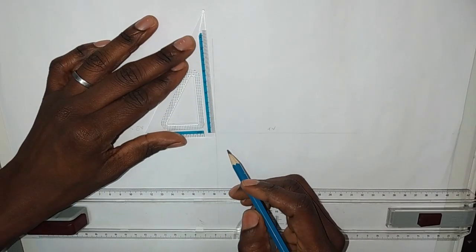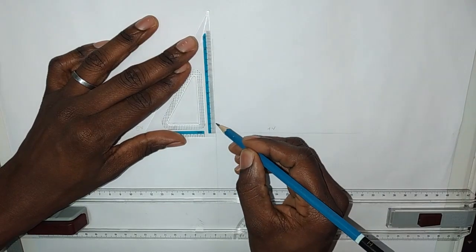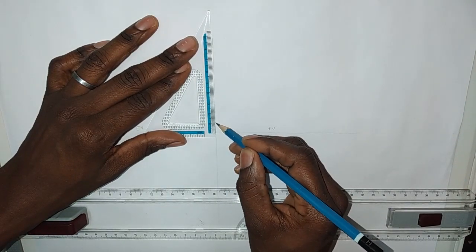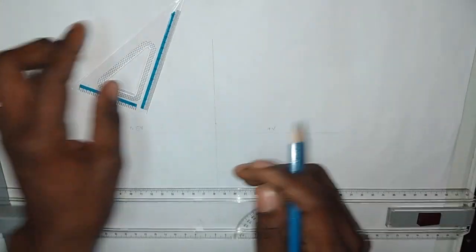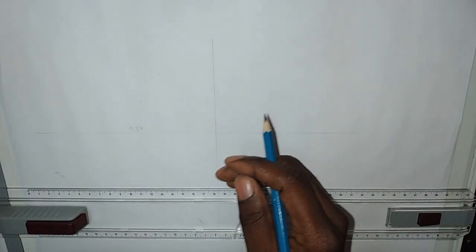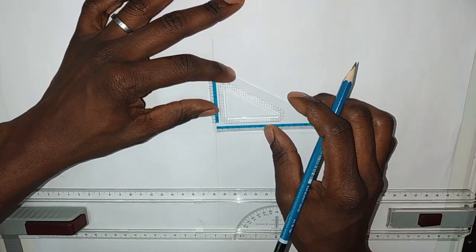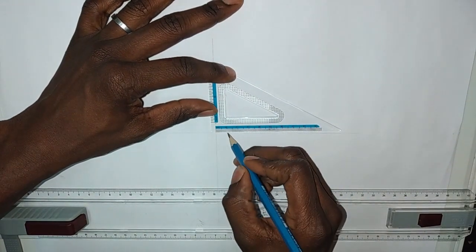In this case, the drawing is being done in first angle projection. So we are going to draw a line here to assume that the object is being drawn 10 mm above the horizontal plane. Okay, that's for the front view, and then also 10 mm away from the vertical plane. You can have it there.